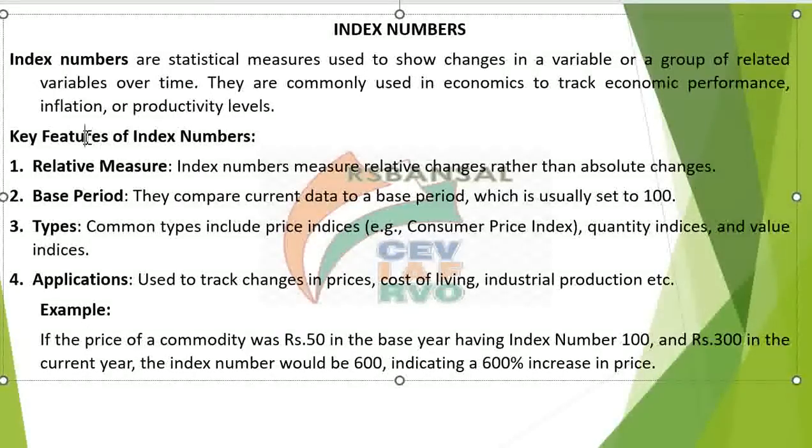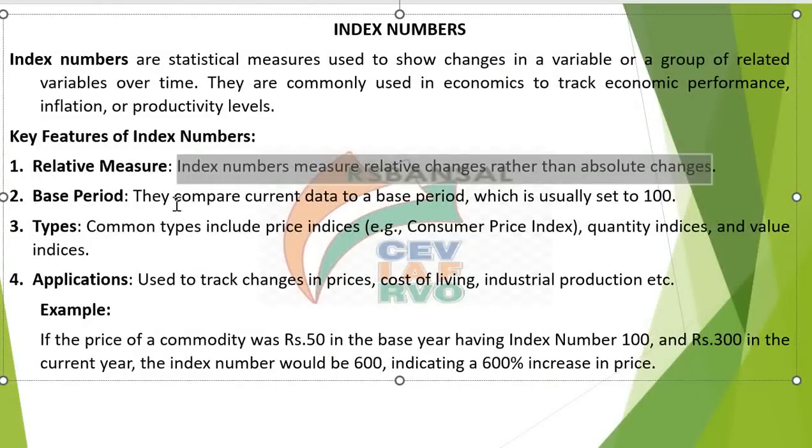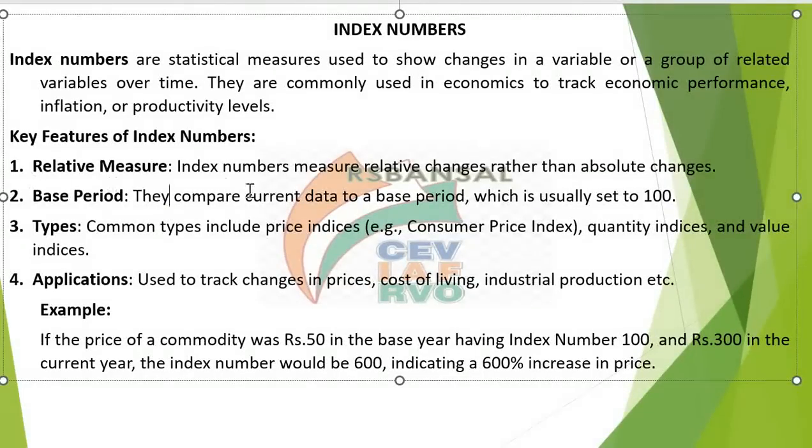Key features of index numbers: they are relative measures. Index numbers measure relative changes rather than absolute changes. They compare the current data to a base period, which is usually set to 100. Common types include the wholesale price index, consumer price index, cost inflation index, which you use for calculation of capital gain tax, quantity indices, and value indices. They are used to track changes in prices, cost of living, industrial production, etc.